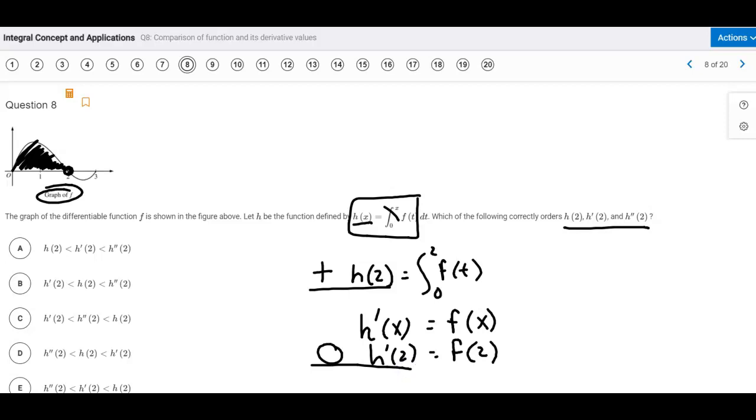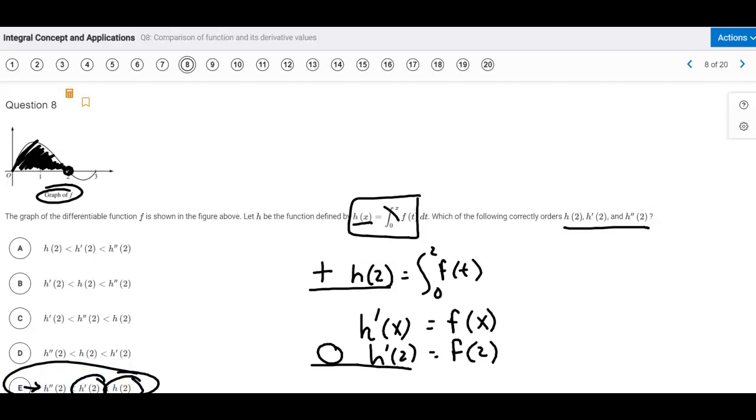So now I've got my h of 2 as my positive value, h prime of 2 is my 0, and if you were really in a rush, you could probably just assume that the answer is going to come out to be this one here at the bottom, because that gives this one as the greatest, this is the 0, so this one will probably come out negative.